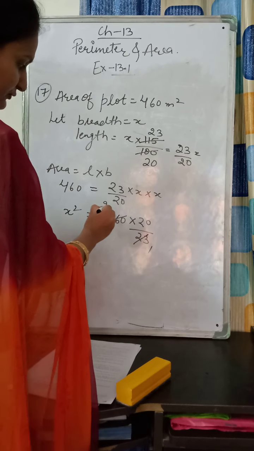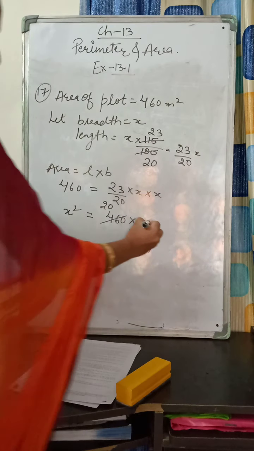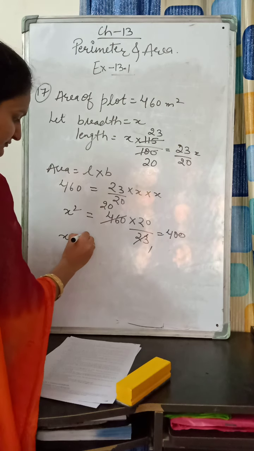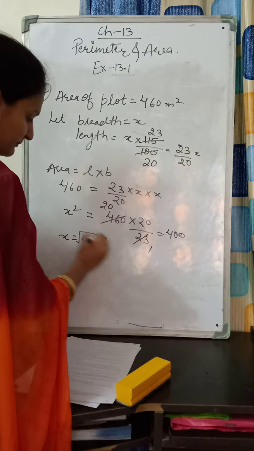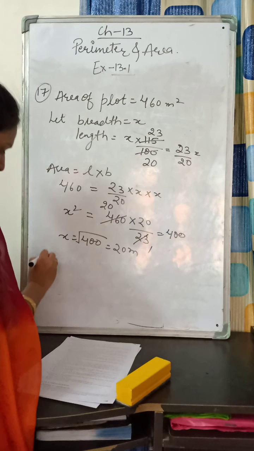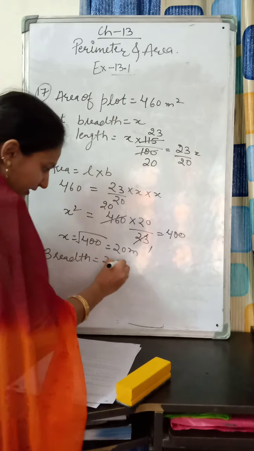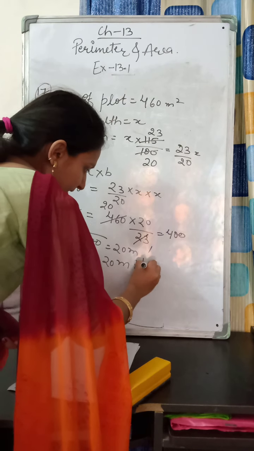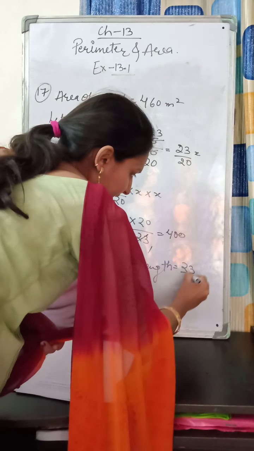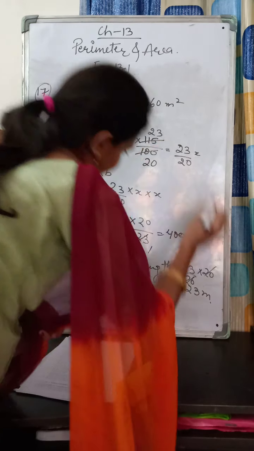23 ones are 23, 23 twos are 46, equals 20, and here we get 400. So x will be equal to the square root of 400, that is 20 meter. Fine. So here we can say that breadth equals 20 meter and length will be equal to 23 upon 20 into 20, that is 23 meter.